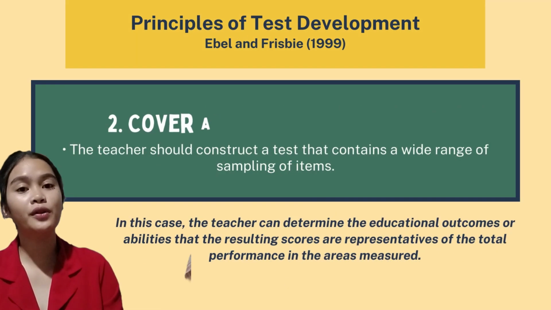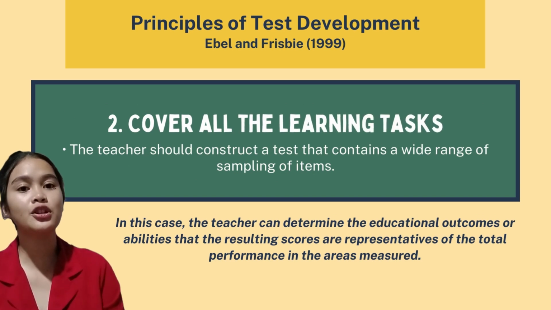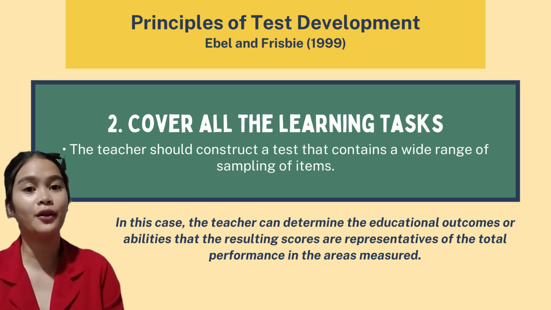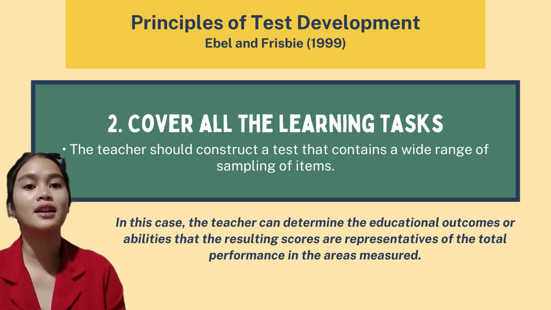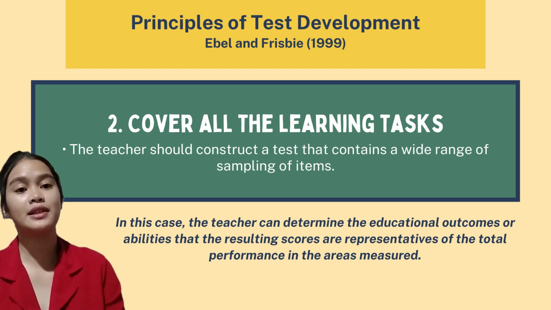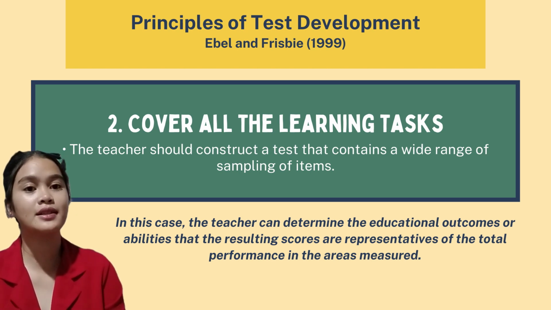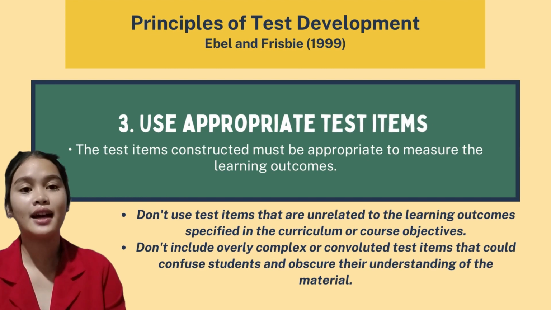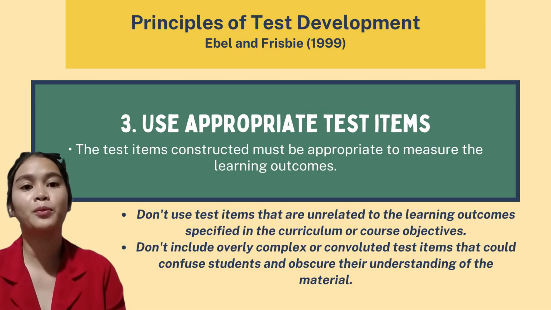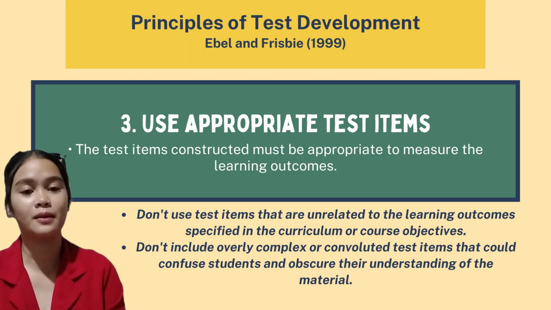2. Cover all the learning tasks. The teacher should construct a test that contains a wide sampling of items. In this case, the teacher can determine the educational outcomes or abilities that the resulting scores are representative of, the total performance in the areas measured. 3. Use appropriate test items. The test items constructed must be appropriate to measure the learning outcomes.